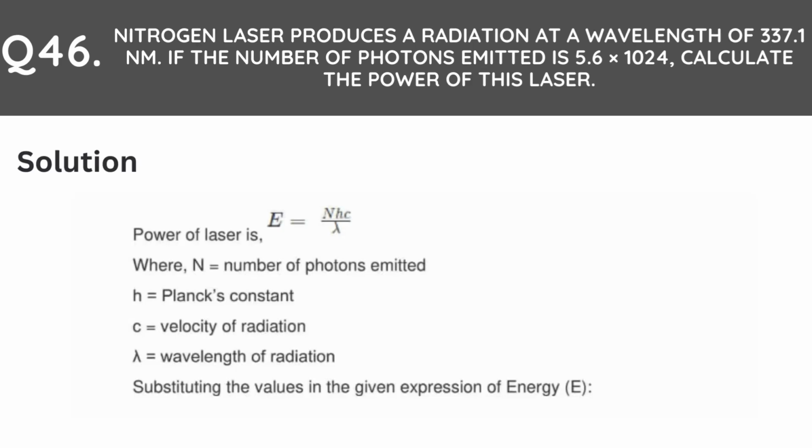Solution: the power of the laser is E equals N h c by lambda, where N is the number of photons emitted, h is Planck's constant, c is the velocity of radiation, and lambda is the wavelength of radiation. Substituting the values in the given expression of energy.